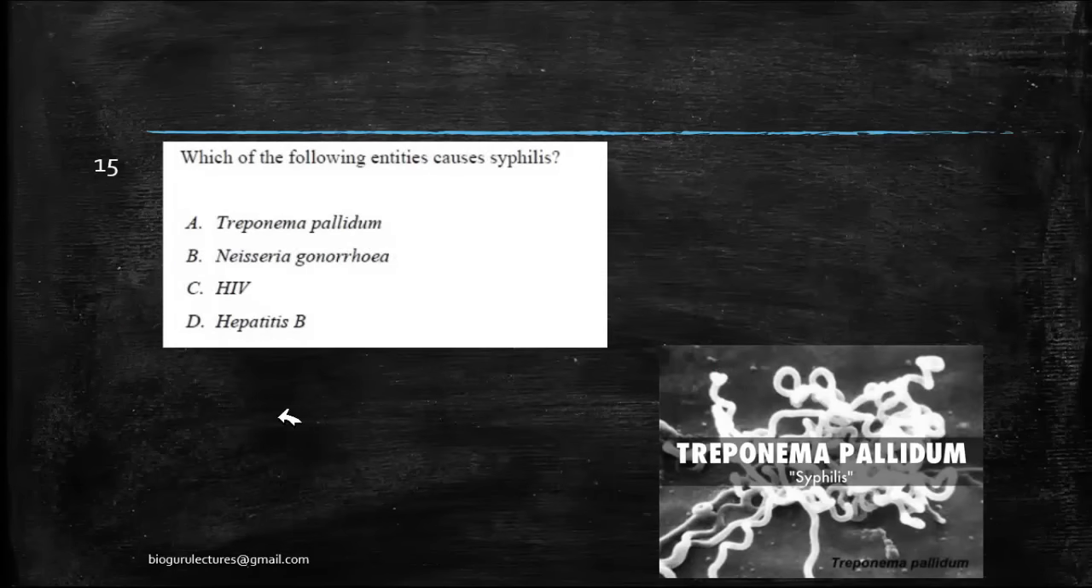And now we look at syphilis, one more question from diseases. Treponema pallidum, you can see the structure of this, causes syphilis. Gonorrhea, if you read the name, you will easily get it. Gonorrhea will be caused by this, and HIV causes AIDS. Hepatitis B is caused by HBV. So none of these are right options. So A will be the answer.